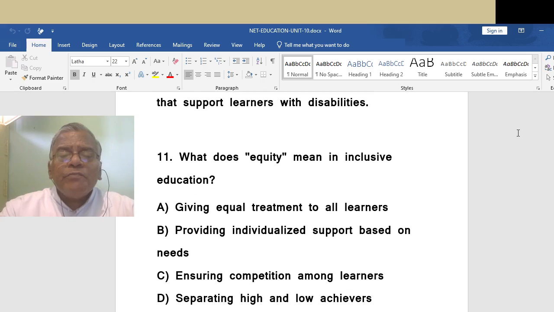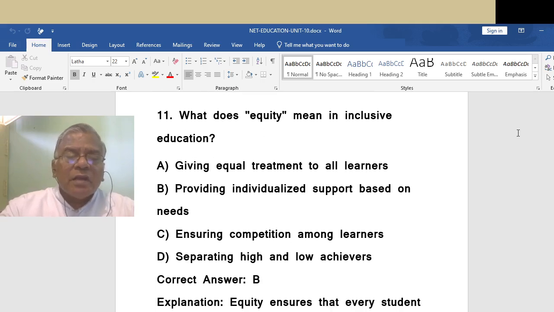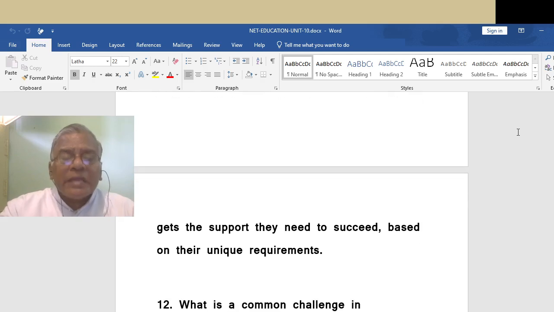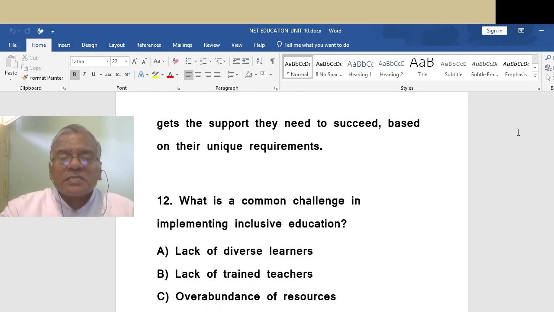What does equity mean in inclusive education? Giving equal treatment to all learners, providing individualized support based on needs, ensuring competition among learners, separating high and low achievers. That is, providing individualized support based on needs. That is equity. Equity ensures that every student gets the support they need to succeed based on their unique requirements.